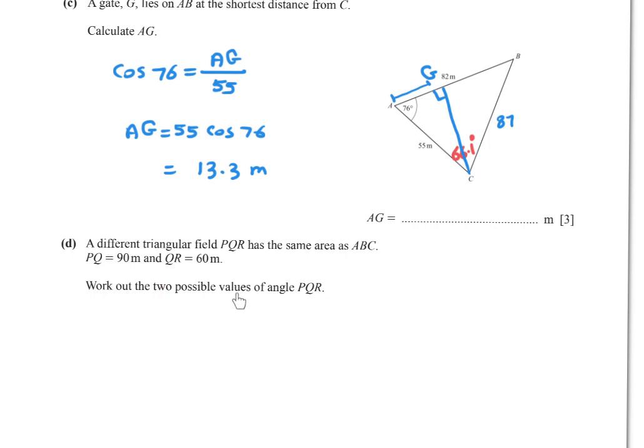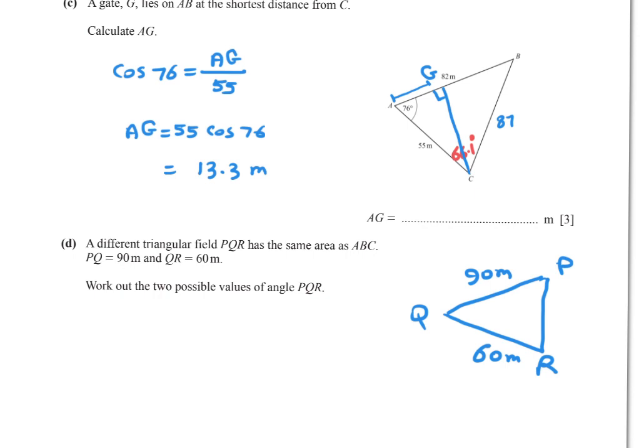D, a different triangular field BQR has the same area as ABC. BQ equals 90, QR equals 60. Work out the two possible values of angle BQR. So we have triangle BQR, which has the same area as triangle ABC, with BQ equal to 90 meters and QR equal to 60 meters.